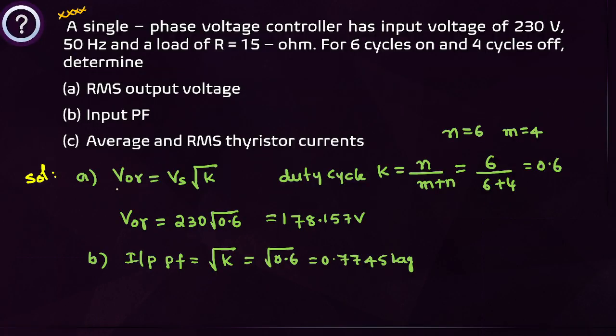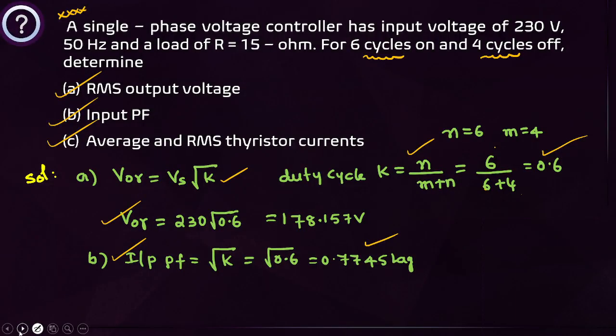And this is the practice question with respect to on-off control. The supply voltage and resistance are given, on number of cycles are 6, off number of cycles are 4. Calculate RMS output voltage, input power factor, average and RMS thyristor current. Then V naught RMS equal to Vs into root K, RMS voltage. Duty cycle is n by (m plus n), on cycles by off cycles plus on cycles. 0.6 I got. This is the duty cycle, friends. How to calculate input power factor? Root K. This is the input power factor.